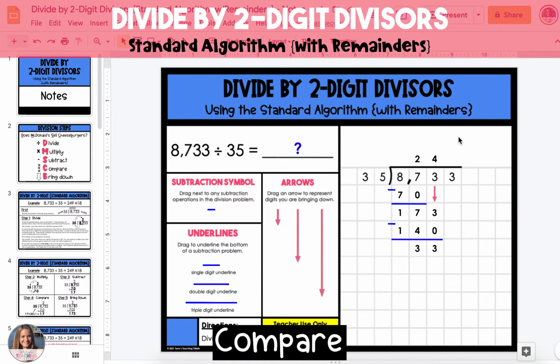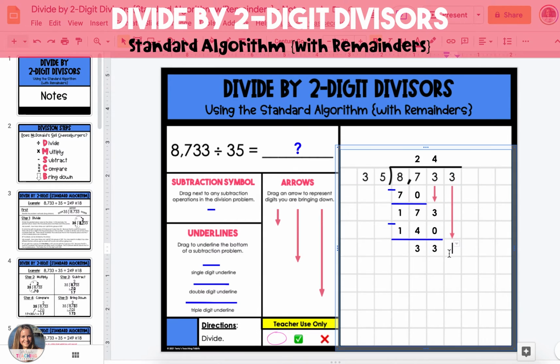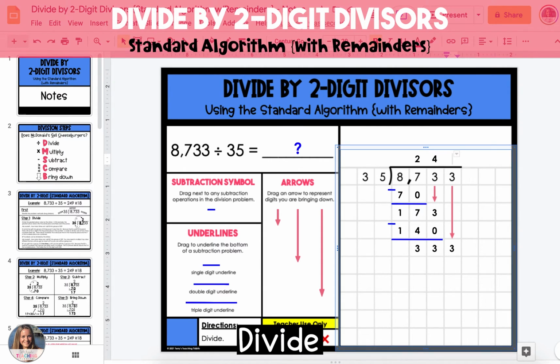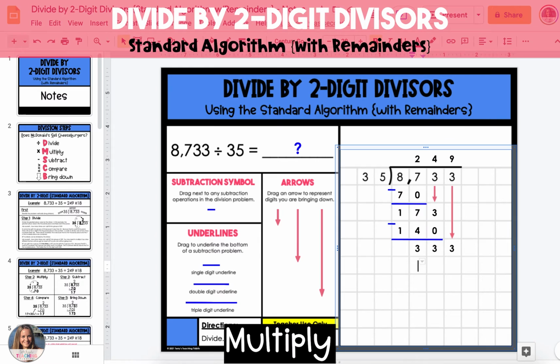Compare the answer to the divisor. 33 is less than 35, so you've divided it enough times. Now bring down the next digit in the dividend, which is the 3 in the ones place, and start the division steps again from the beginning. Now we have 333 ones to divide by 35, and 333 can divide by 35 9 times. Next, multiply that 9 by the divisor 35, and 9 times 35 is equal to 315.